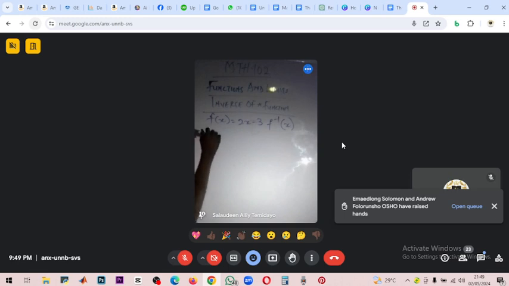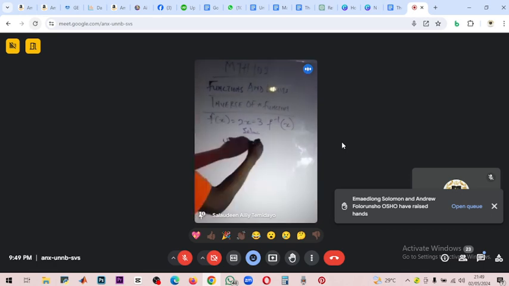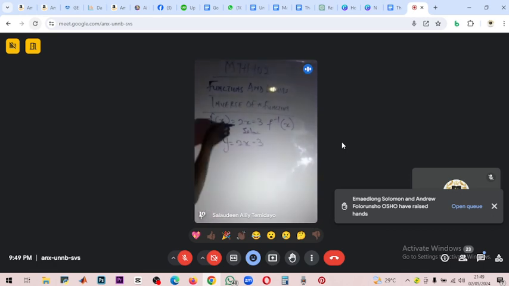So I just come to f inverse of x. That means the first step is to represent this f of x by y. So y equals 2x minus 3. After that, interchange y and x. So you are going to have x equals 2y minus 3. You are interchanging x and y. So I have x equals 2y minus 3.